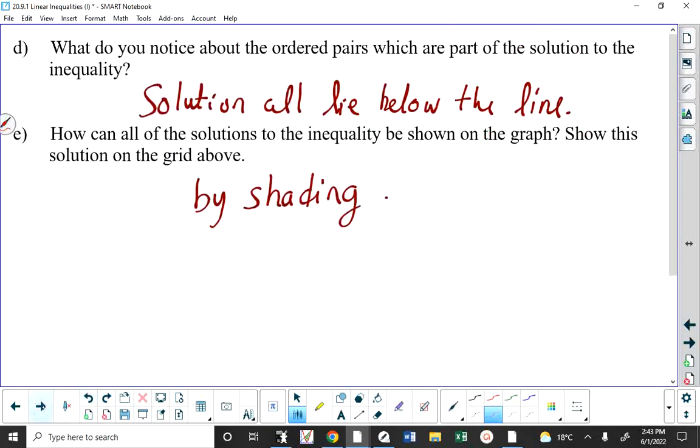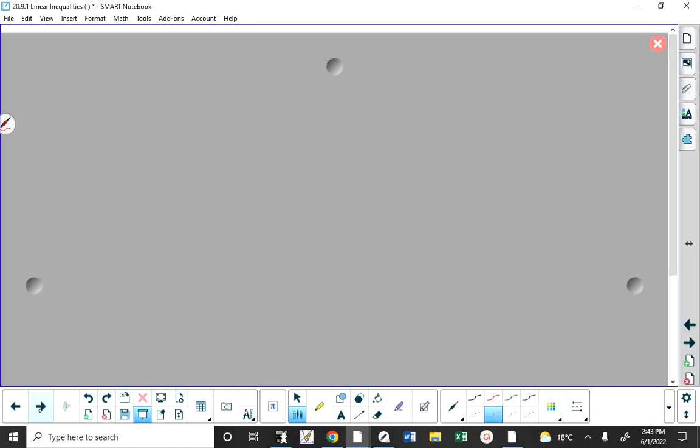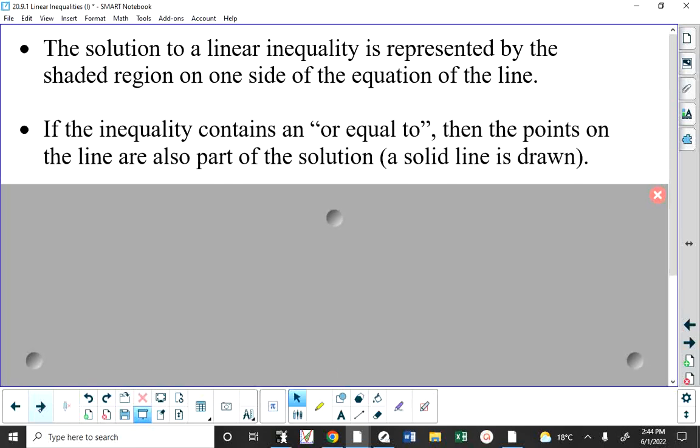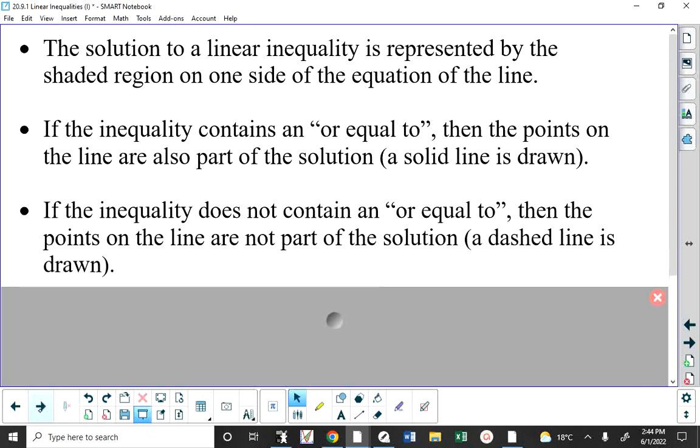All right. So a summary here, and this is on the top of, I believe, the next page. I want to walk you through this carefully. The solution to a linear inequality in two variables is represented by a shaded region on one side of the equation line, either above or below. If the inequality contains an or equal to, then points on the line are part of the solution. If the inequality does not, then points on the line are not part of the solution. If the line is part of the solution, it's solid. That's how you shade a line. It's a solid line.